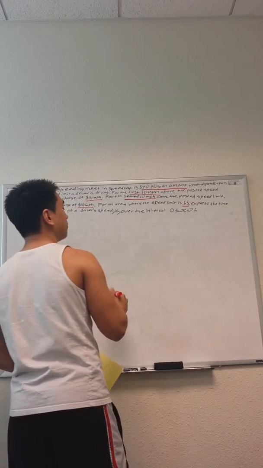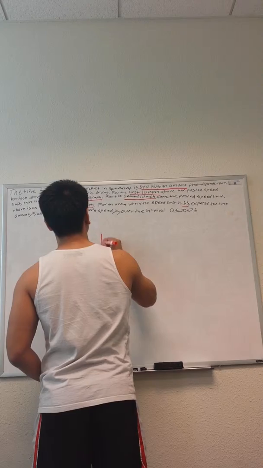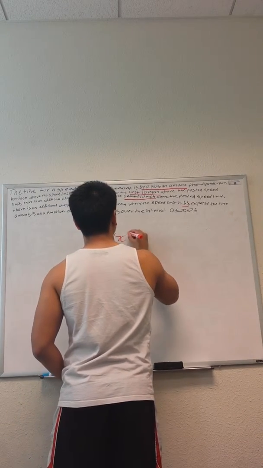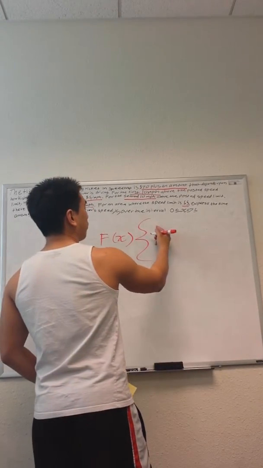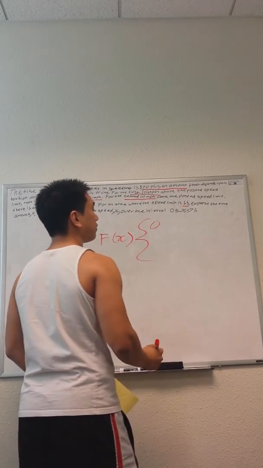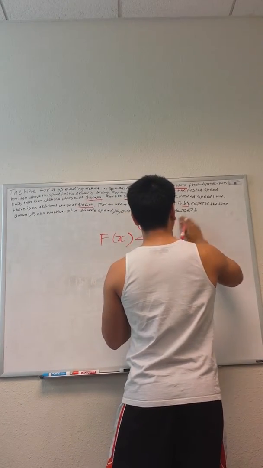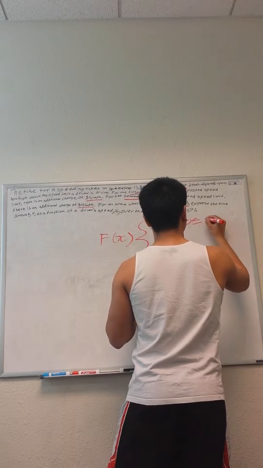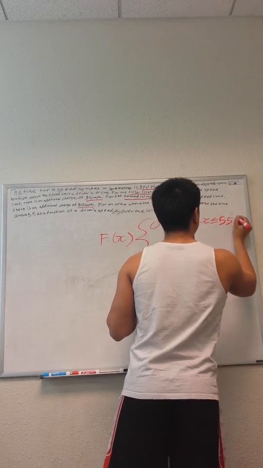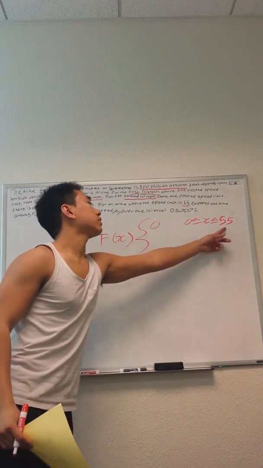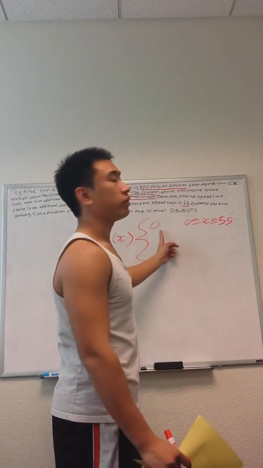Our first function, we'll be doing a piecewise function. F of x. For our first function, there will be 0 as a fine for the interval of 0 to 55, because 55 is our posted speed limit. So any speed between 0 and 55, we are not charged any fine.